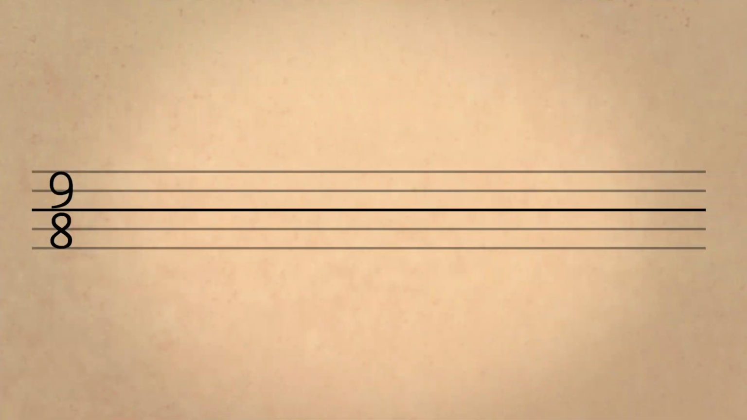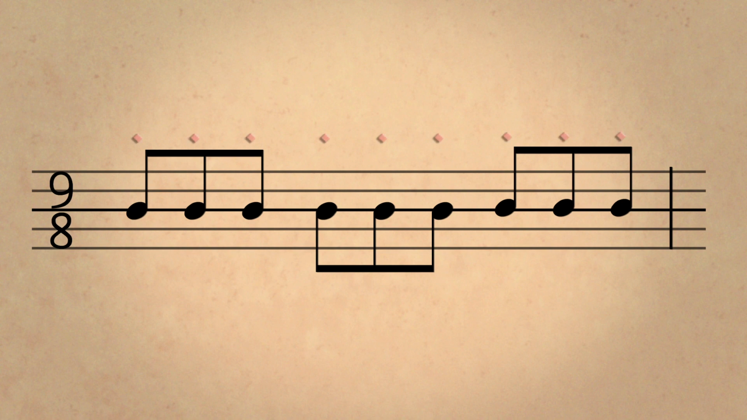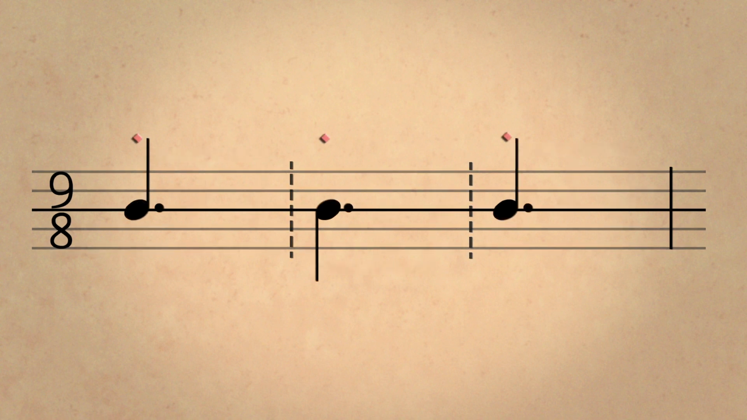Nine/8 continues with the same pattern. In a slow speed or tempo, each eighth note receives 1 beat with 9 beats in a bar. In a faster tempo, the pulse is 3, with a dotted quarter note receiving 1 pulse or 1 beat.